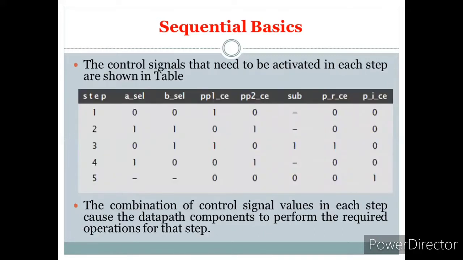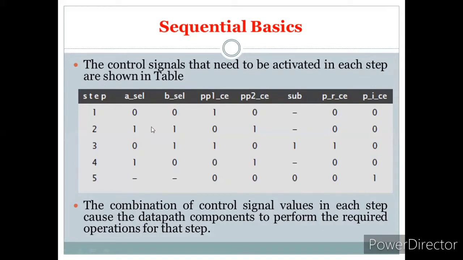So let us see the simple control signals which need to be generated for this particular design. We can see it in the table there, where A select is 0, B select is 0, partial product chip enable is 1. Second one is 0, subtract is nothing. If you observe here, we are activating the particular operation, and we are performing the multiplication of that one. Similarly, A select, B select is selected, second partial product is selected. So this is step 4 and step 5.